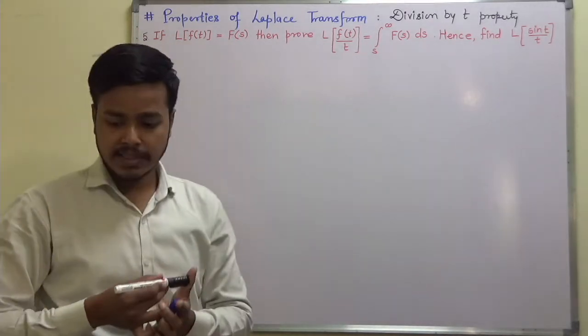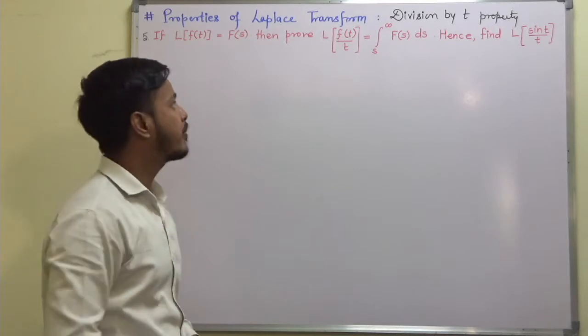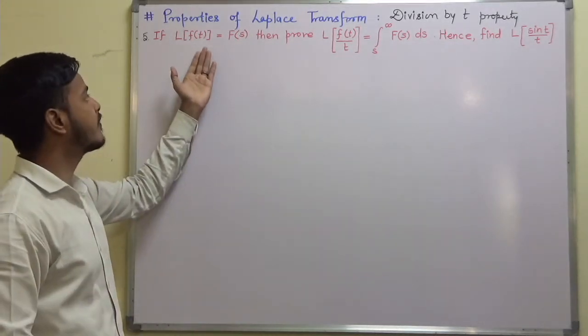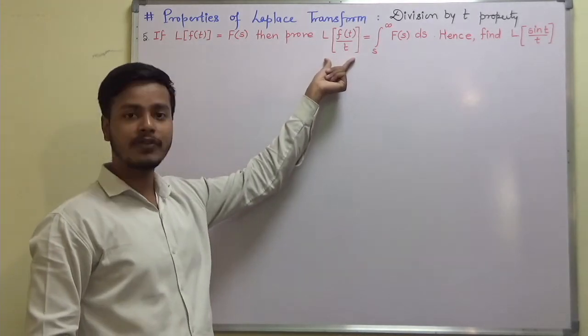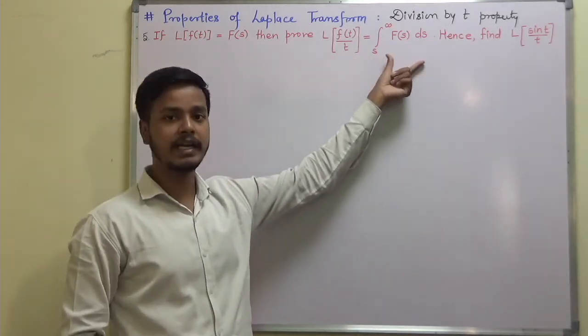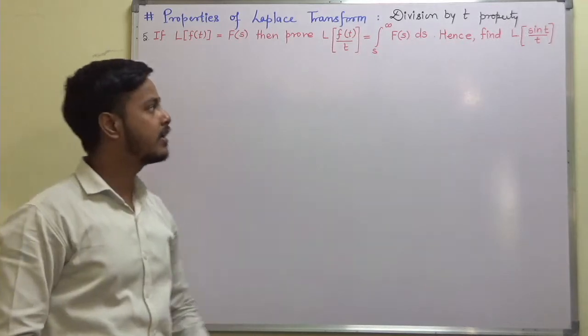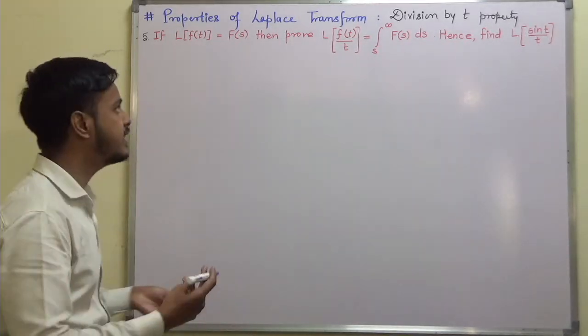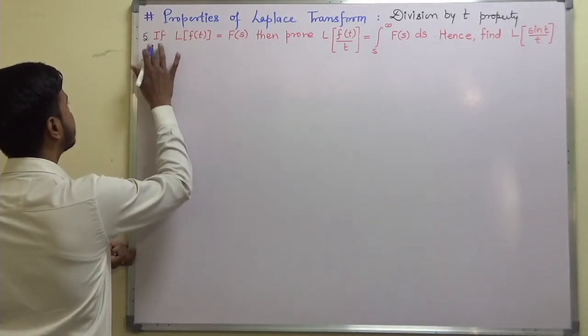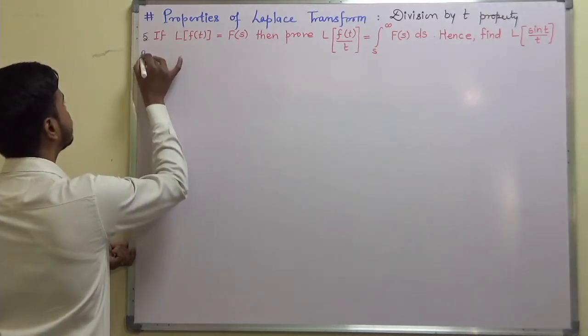Okay, so what does this property say? This property says if the Laplace transform of f of t is f of s, then prove that the Laplace transform of f of t by t is this, and hence we have to find out one Laplace transform with the help of this property. So how can we start? We can start with the given thing. Proof.